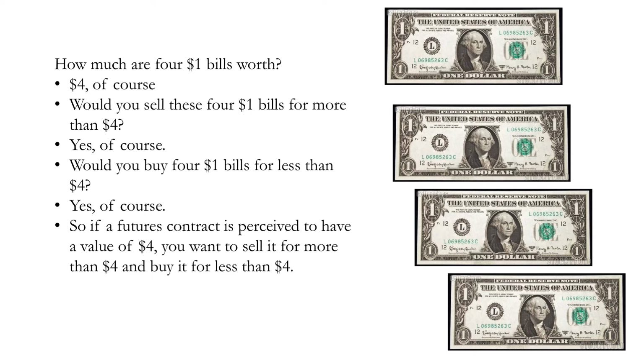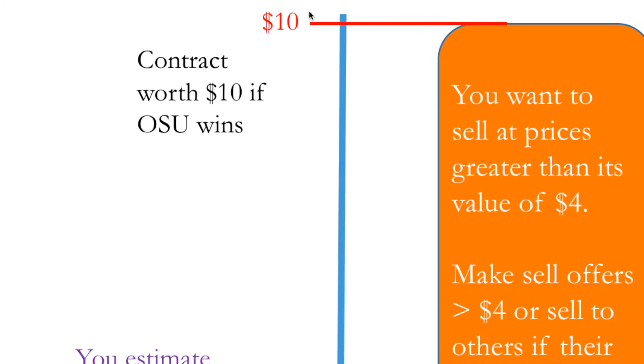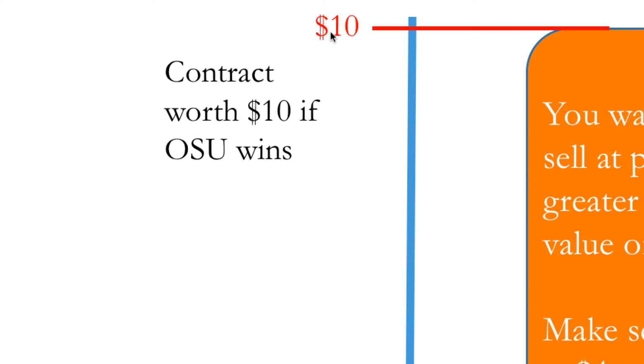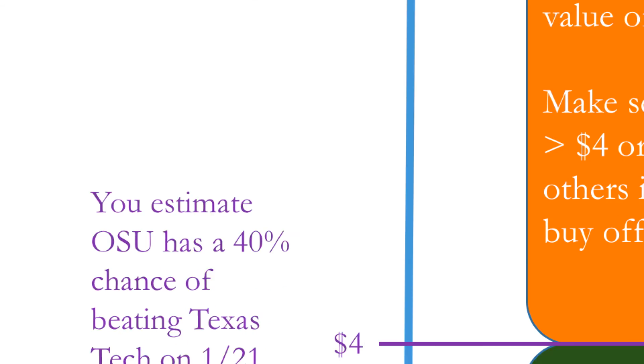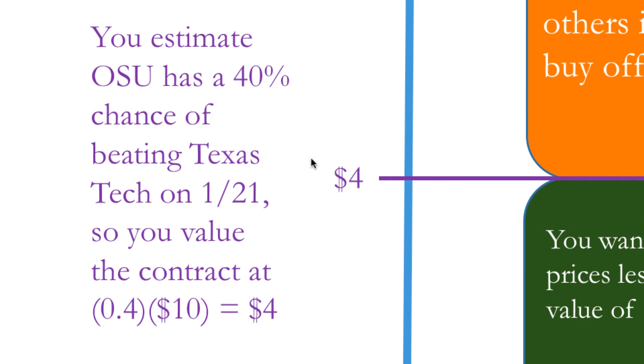Well, what you do with these futures contracts or prediction contracts, remember, futures and prediction contracts are the same thing here. If you perceive a contract to be worth $4, you want to sell it for more than $4 and or buy it for less than $4. It's that simple. So let's consider this Texas Tech Jan 21st contract. And remember, this is a contract that's worth $10 if OSU wins, and it'll be worth $0 if OSU loses.